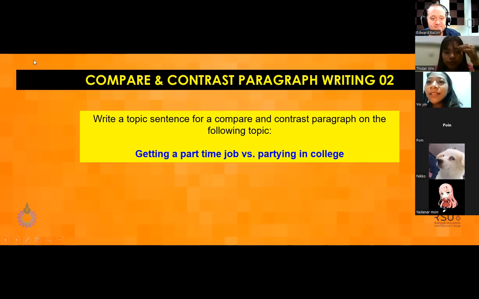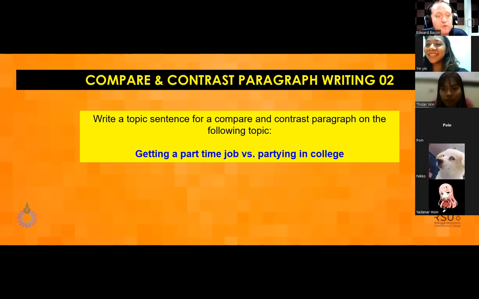Write a topic sentence for a compare and contrast paragraph on the following topic: getting a part-time job versus partying in college. So which do you prefer? Getting a part-time job. Okay, and so why? Why is getting a part-time job better? Because I think we can get work experience. Okay, very good. All right, good.